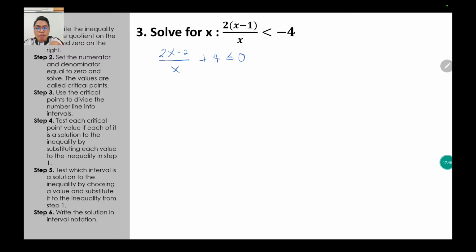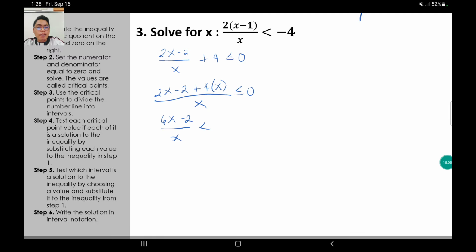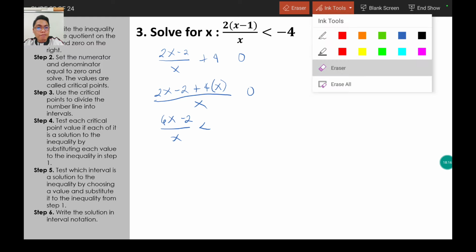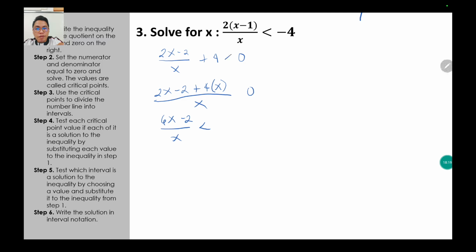And then we thought na mas madali ito pagka pinalas natin siya. 2x minus 2 plus 4 times x, yung denominator, all over x less than or equal to 0. That 4x can be added to 2x. That will make 6x minus 2 over x. Sorry, walang equal. Sorry. Let's remove the equals. Less than 0. Alright. That's our first step.